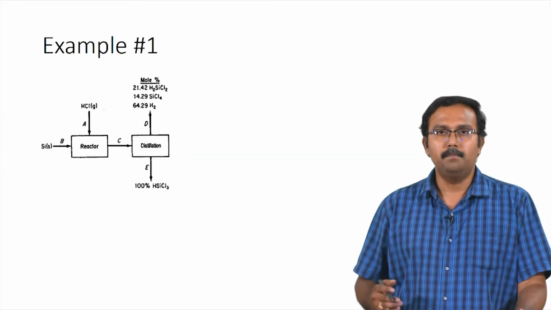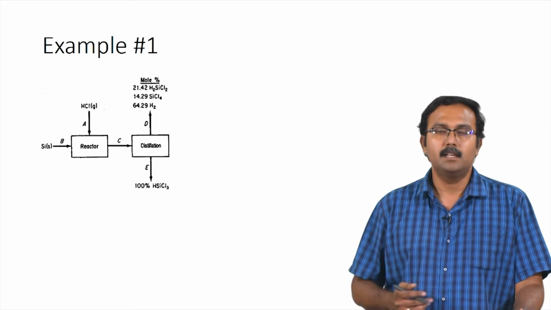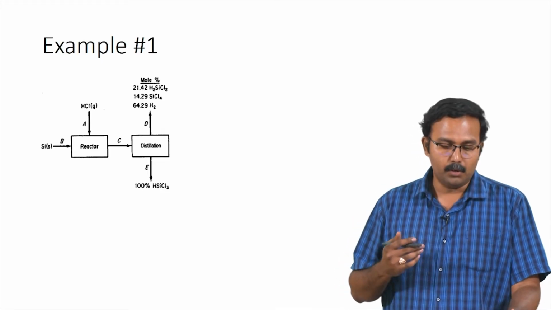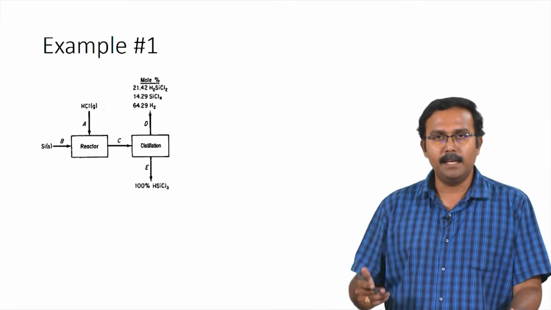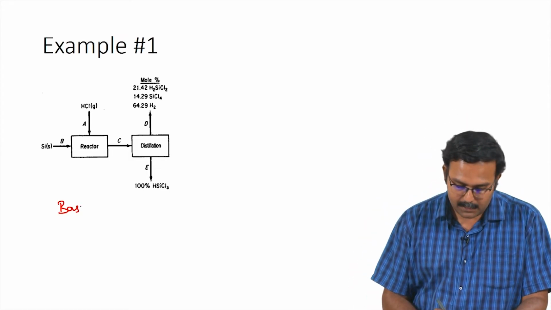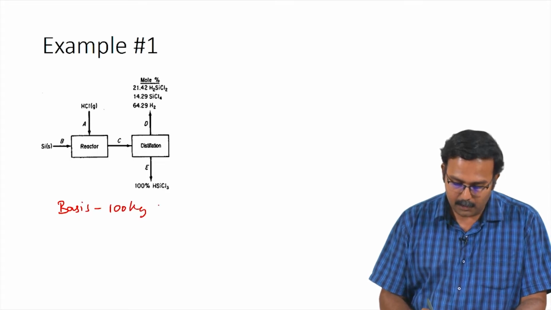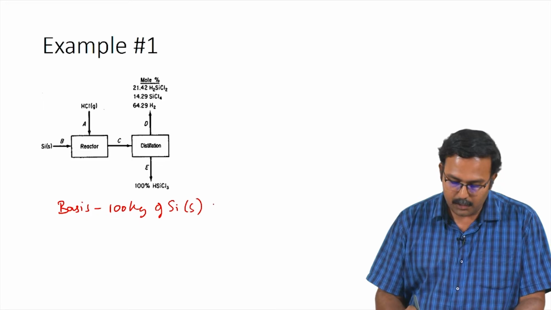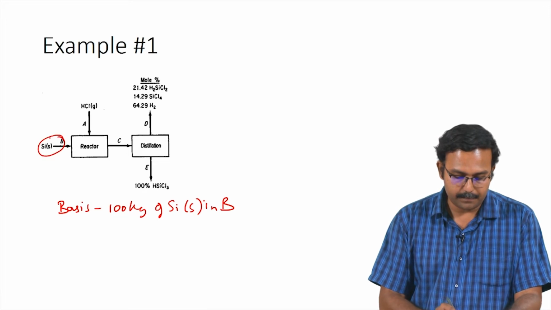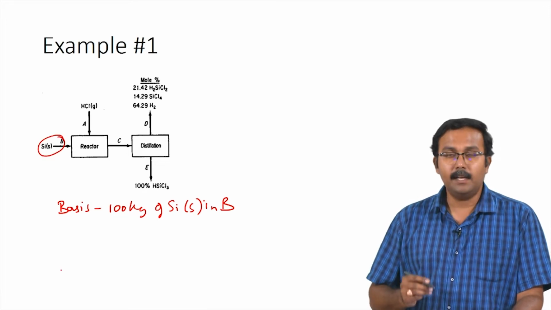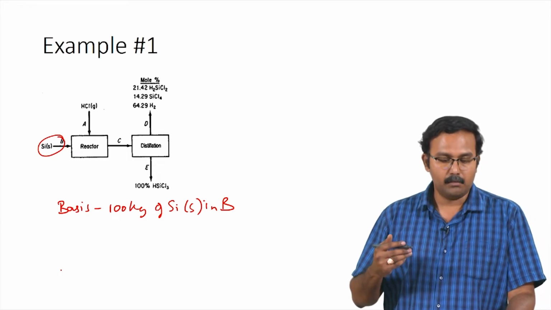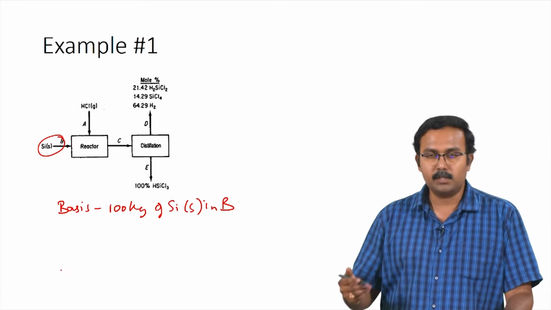For any material balance problem, the first step is to identify the basis. The problem statement clearly gives 100 kilograms of silicon being treated. So taking that into consideration, we will take the basis as 100 kilograms of silicon fed to the reactor. So basis is 100 kilograms of silicon solid in the feed, which is B, so which is this feed. Now we can write different balance equations. So here we need to calculate the amount of trichlorosilane that is produced.